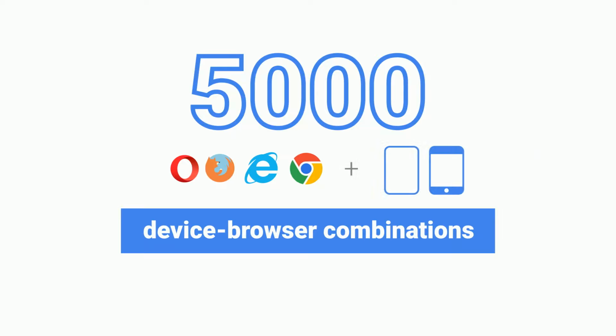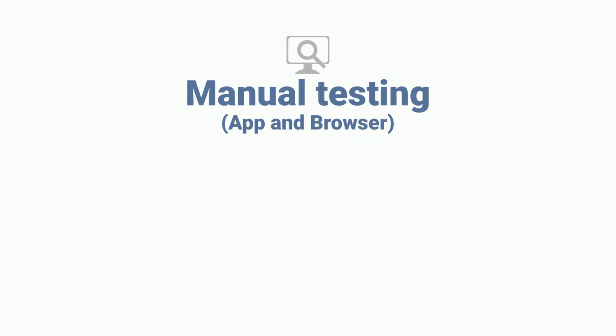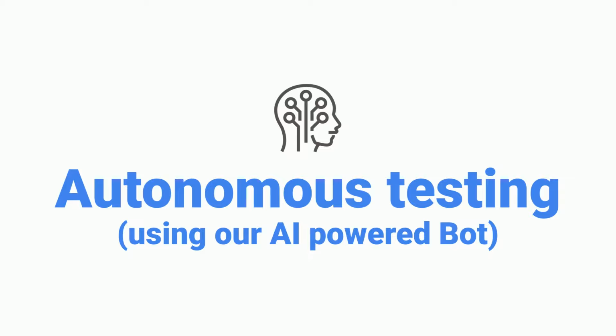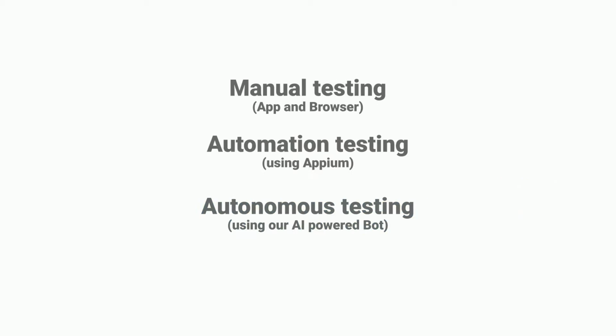This video will cover the following three parts: manual testing, app and browser; automation testing using Appium; autonomous testing using our AI-powered bot. Let's begin with our first part, manual app testing. Here we will cover a very common use case during manual app tests.